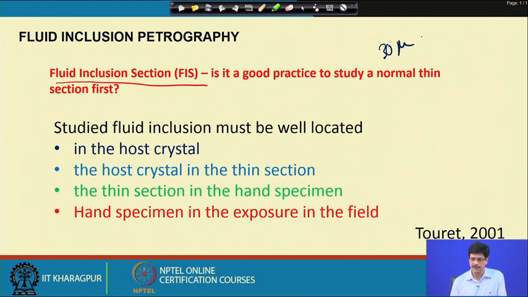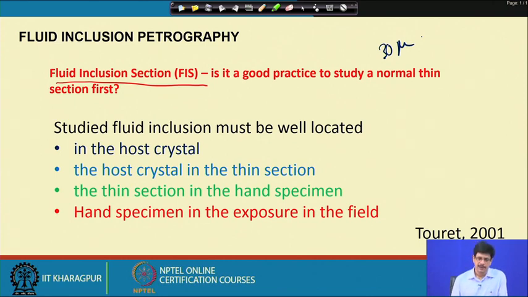So, it possibly would be a good practice, but if the problem has been defined that we are going to study fluid inclusions, then under certain circumstances, for example, if we are looking at quartz veins of different generations and need to study fluid inclusions in them, it possibly would be a situation where you can directly prepare a fluid inclusion section. But in most other cases it would possibly be wise to look at the thin section and be aware of the occurrence of fluid inclusions in those sections.